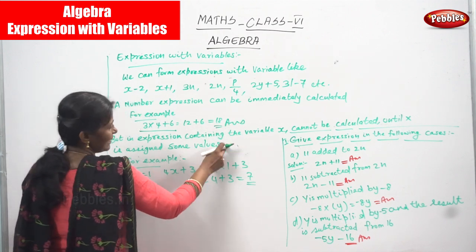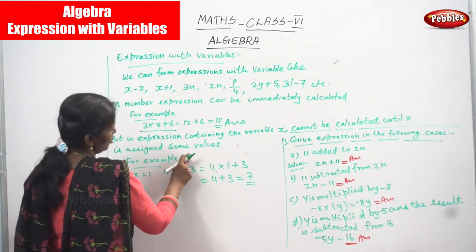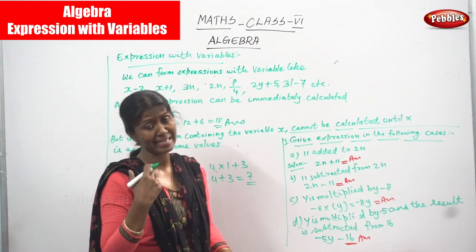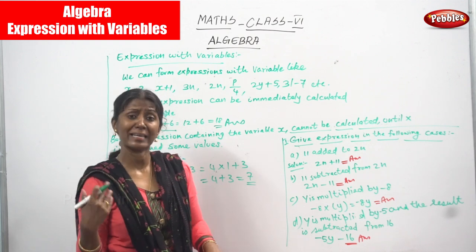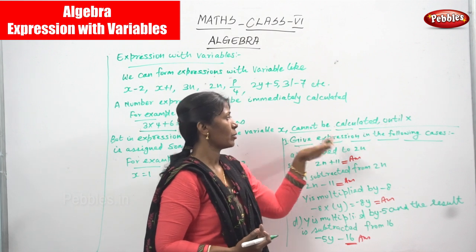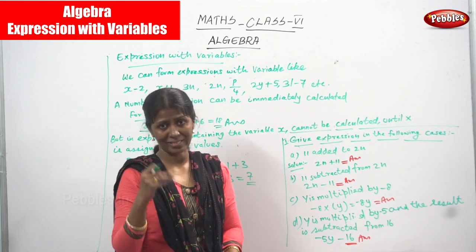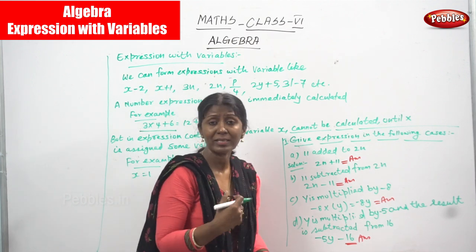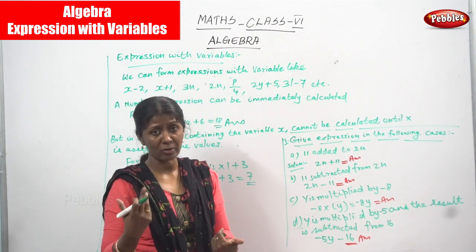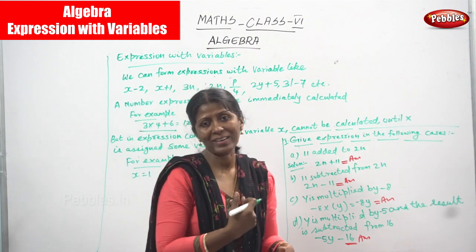But an expression containing the variable x cannot be calculated until x is assigned some value. An expression containing variables means any alphabets, A to Z, any kind of alphabets, we can call them variables in algebra. We can't calculate it because we have to substitute the value of x, or whatever alphabet you have taken. So you have to assign the value of the alphabet, then only you can calculate the variable expression.